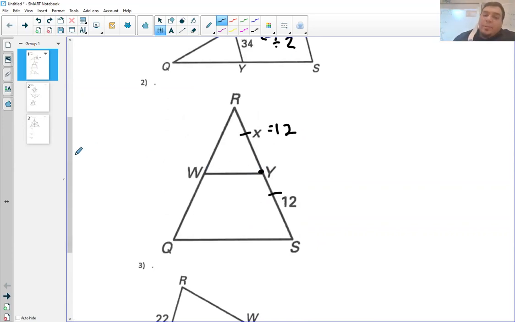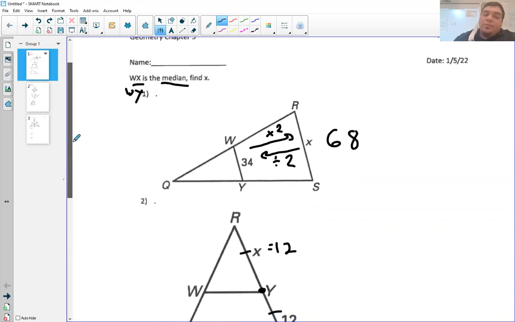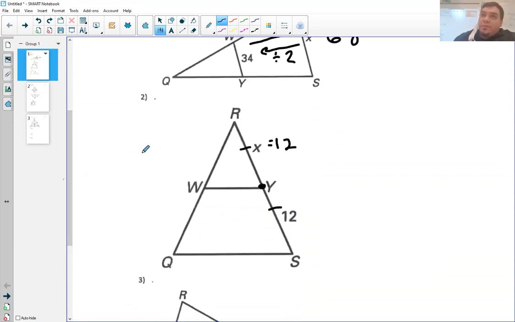That makes sense. What does Y have to do with anything? Y being in the middle of the line? Oh, but wait, WX, what does that mean? No, WY, did I type W? No, it's what it says on top, WX. My bad, it should say WY. Okay, so WY is the median, makes sense.